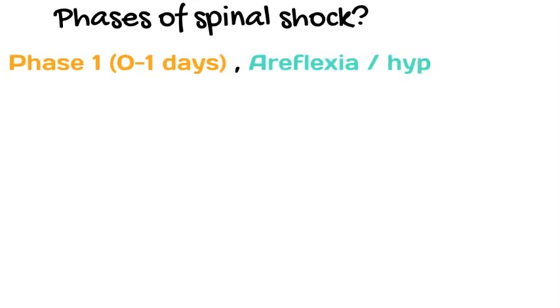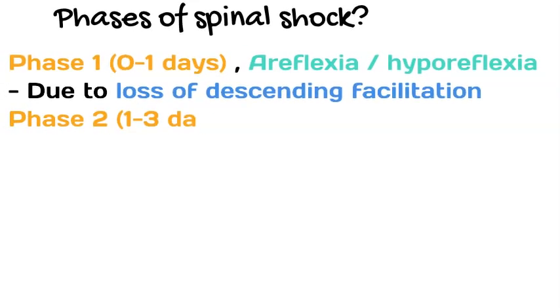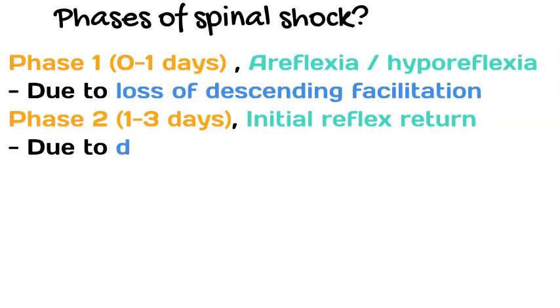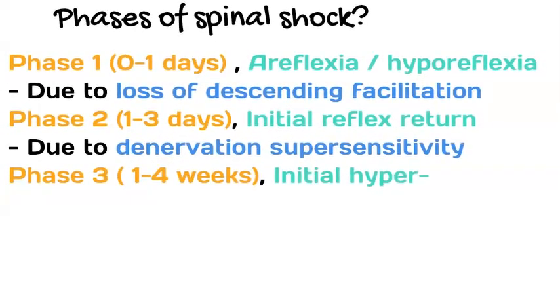What are the phases of spinal shock? Phase 1 is 0 to 1 days. Patient has areflexia or hyporeflexia. This is due to loss of descending facilitation. Phase 2 occurs within 1 to 3 days. There is an initial reflex return due to denervation supersensitivity.